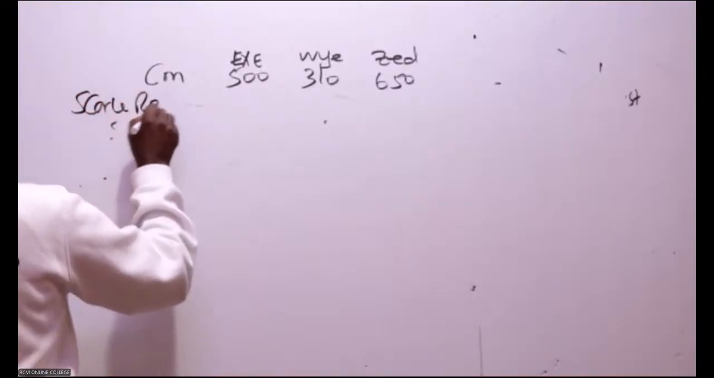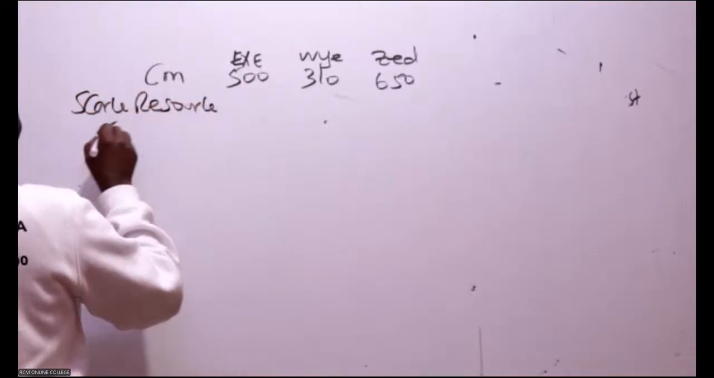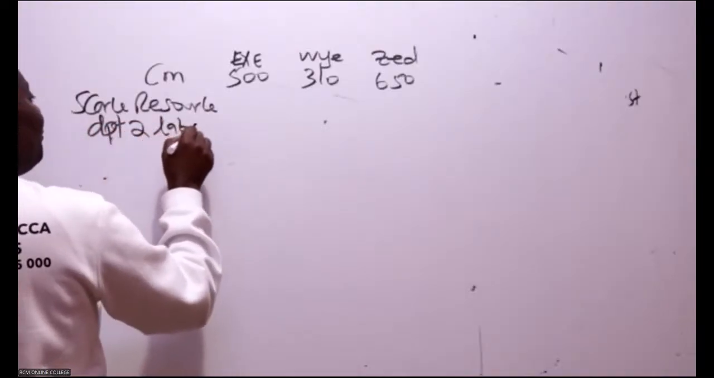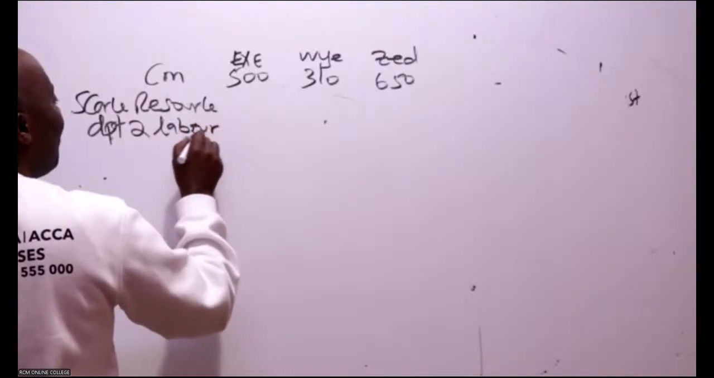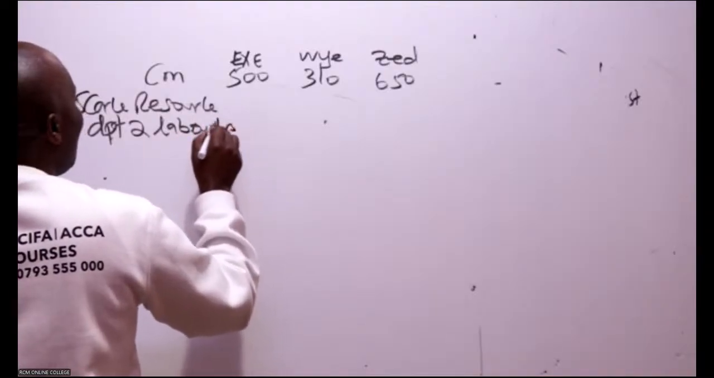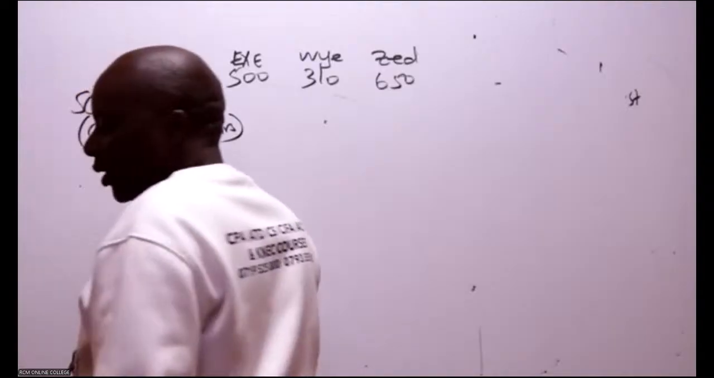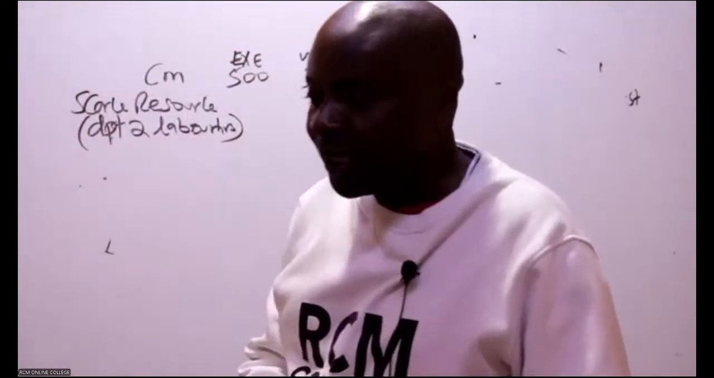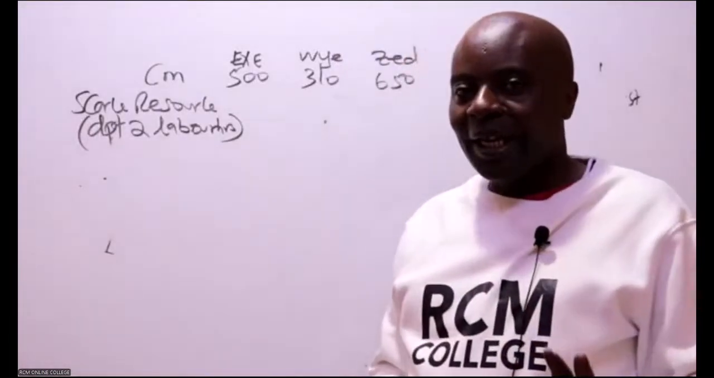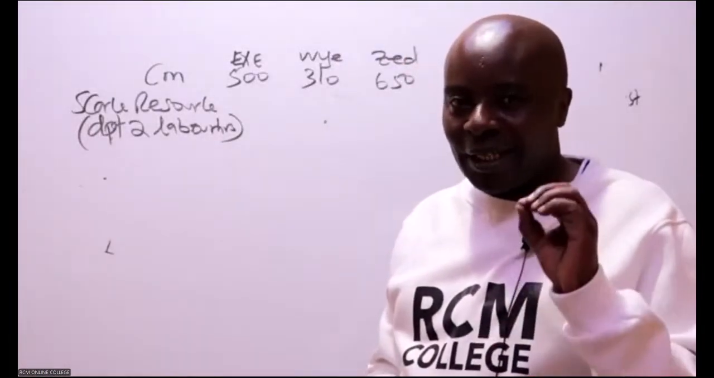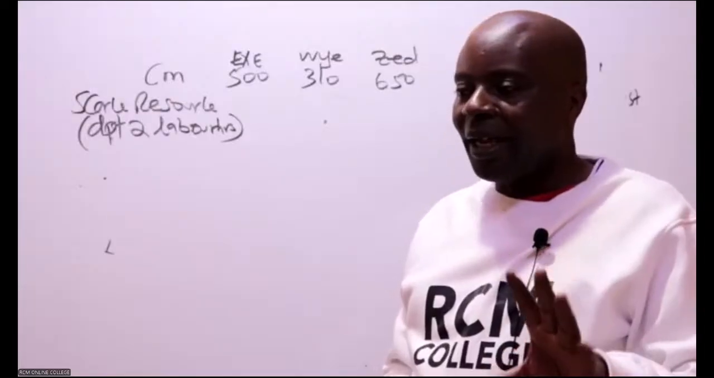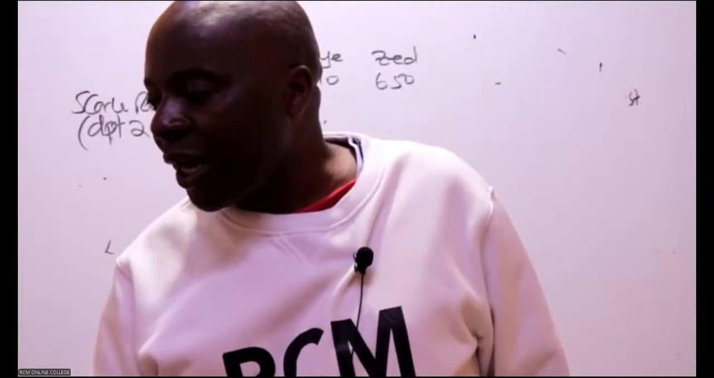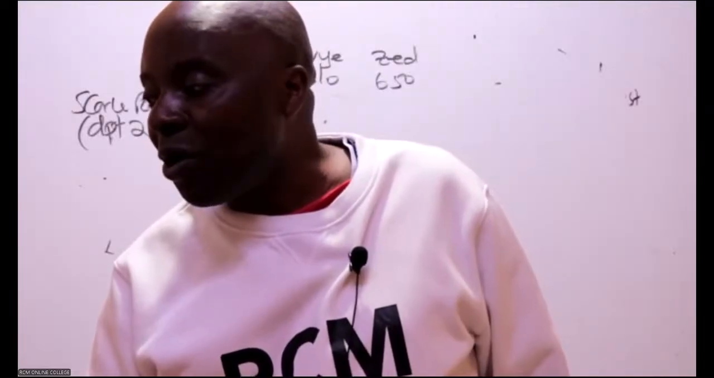So scarce resource, remember they told us, ladies and gentlemen, that the scarce resources are Department 2 labor hours. Department 2 labor hours are the scarce resources. Do you remember they told us it's not Department 1 or Department 3? It is Department 2 that is constraining. So then you identify the scarce resources wherever they are given for each product.